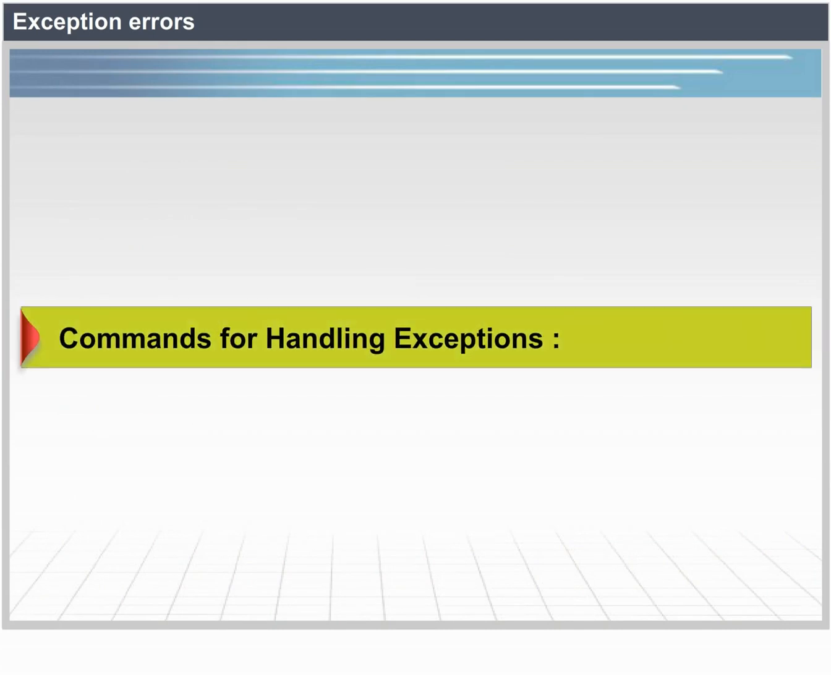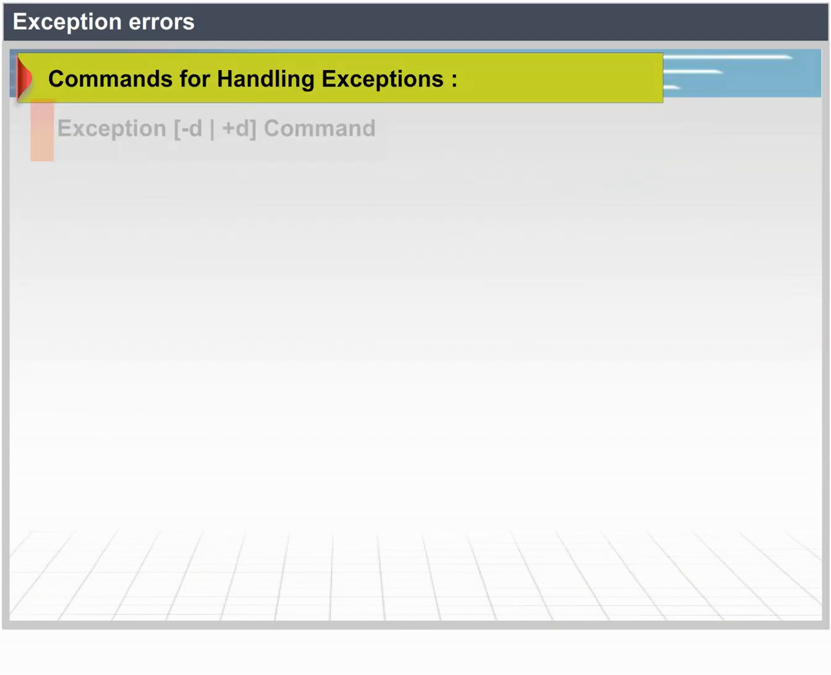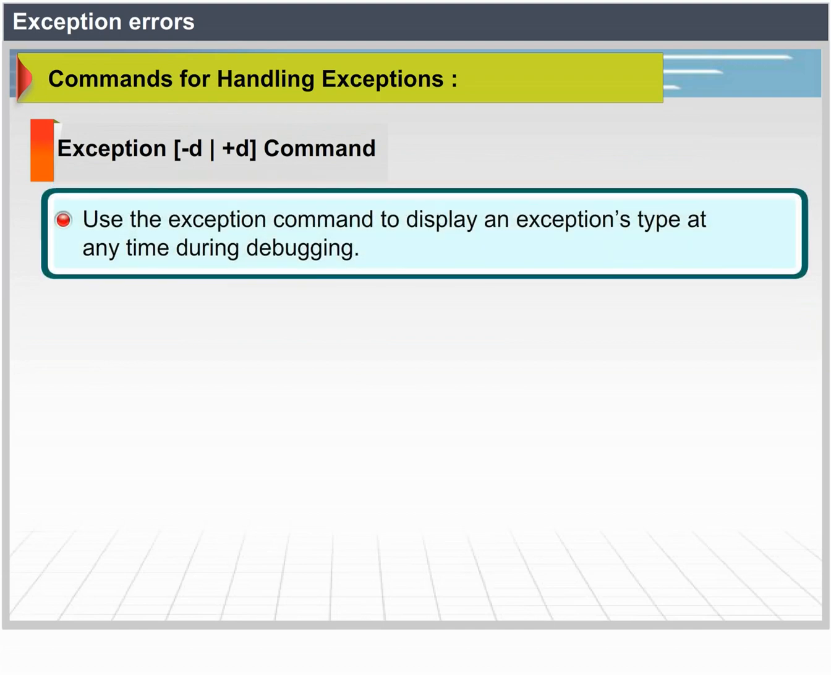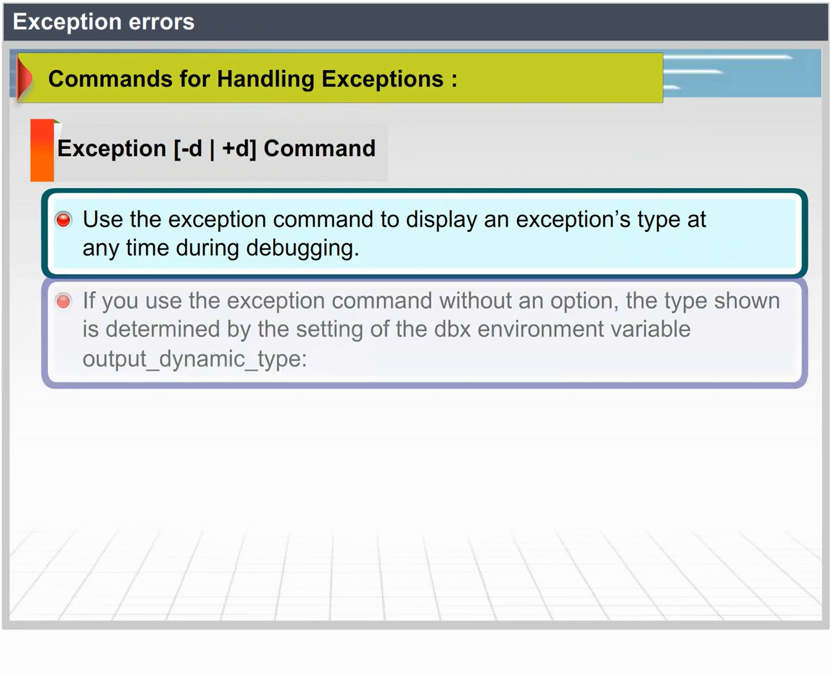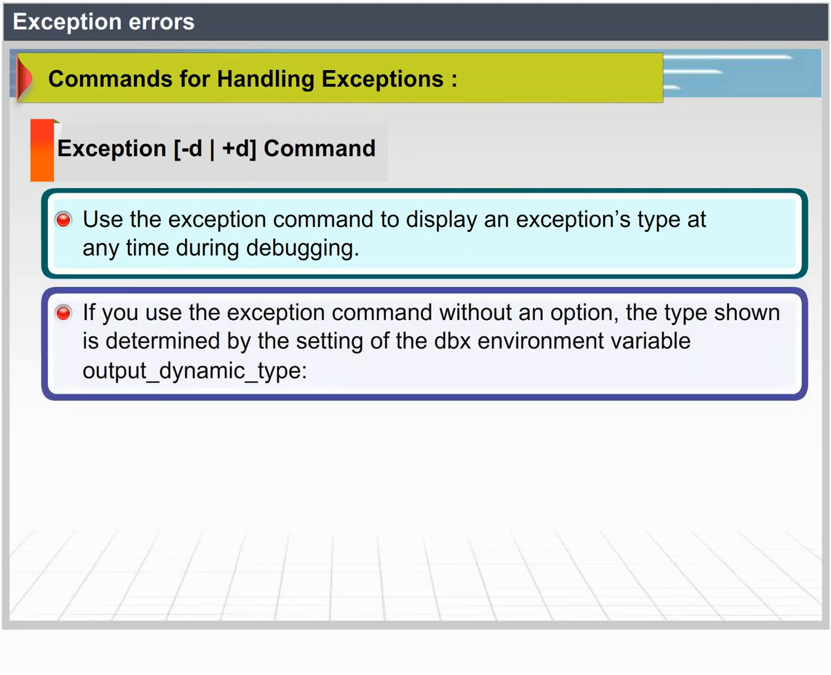Commands for handling exceptions. The exception -d or +d command. Use the exception command to display an exception's type at any time during debugging. If you use the exception command without an option, the type shown is determined by the setting of the DBX environment variable output_dynamic_type.